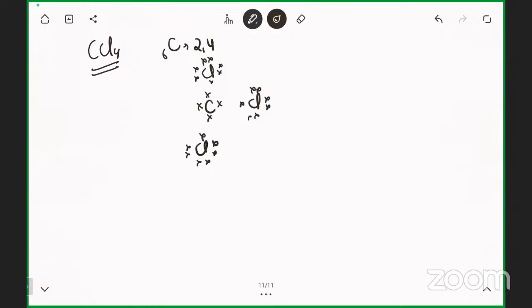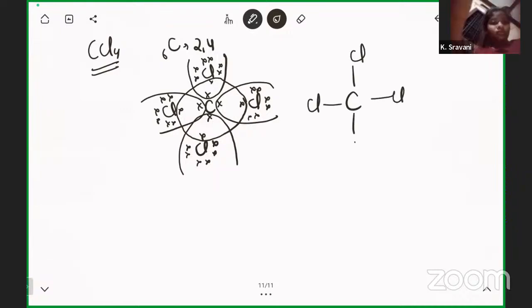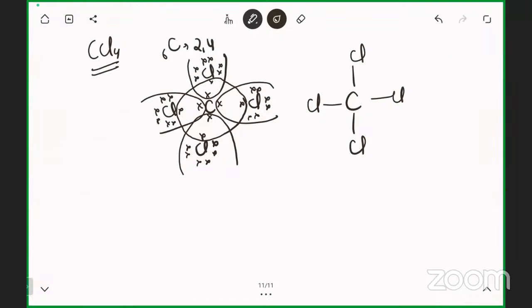So just tell me, which rule is it following, duplet rule or octet rule? Octet rule. For both carbon and chlorine, we are following the octet rule. The compound I'm forming, is this polar or non-polar? Polar, sir. Okay, so this is non-polar. Why?